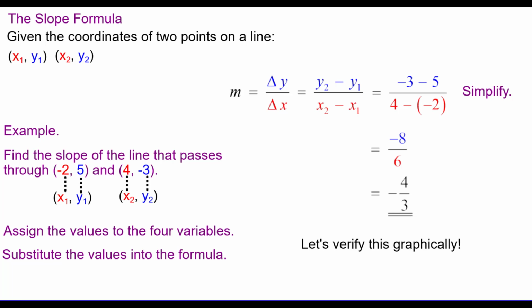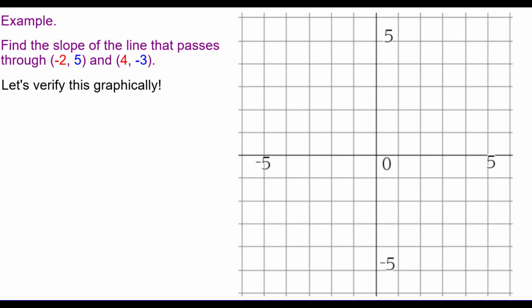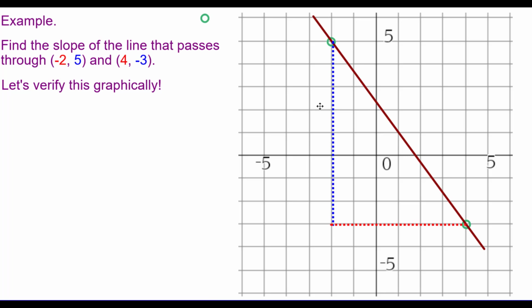But let's verify this graphically, just so that you can see that the formula does work. So we have a grid here. We're going to go ahead and verify this by plotting the points. -2 up 5, +4 down 3. Draw a line to contain those 2 points. And draw in that right triangle using this segment as the hypotenuse. Change in y will be in blue. The change in x will be in red.